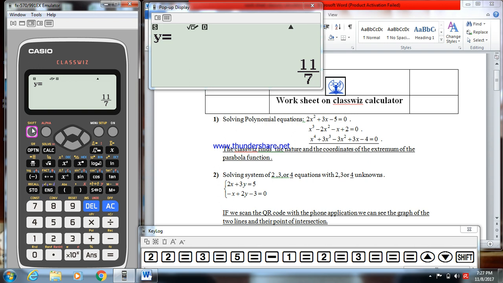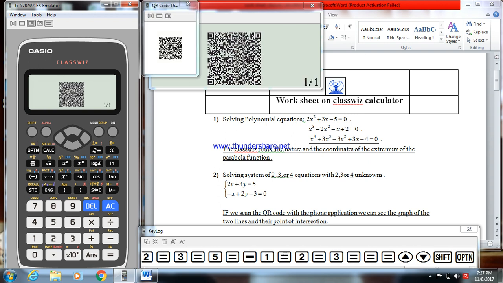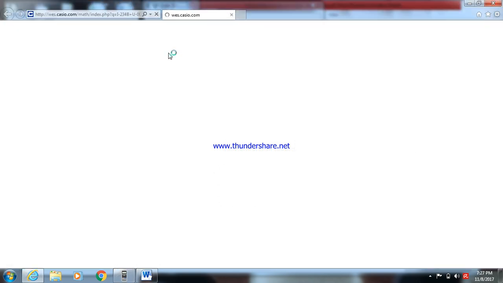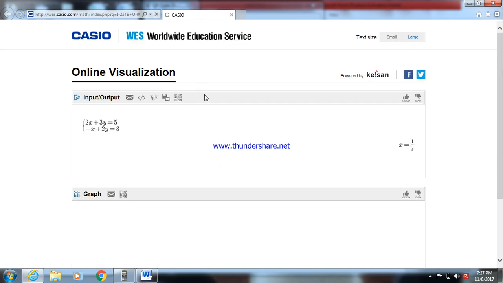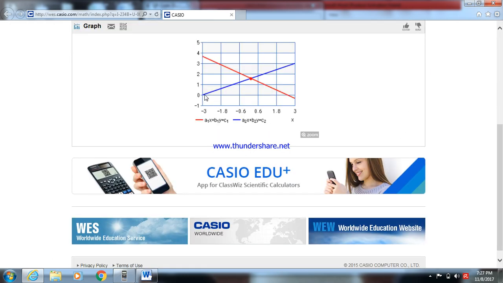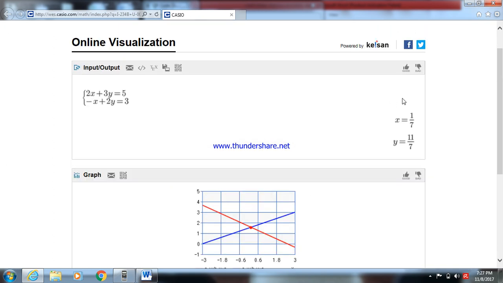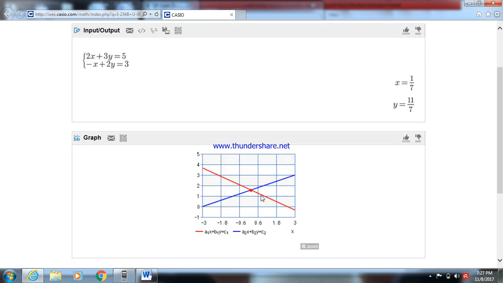If I scan the QR code, we can see on the website the point of intersection of the two lines. This point has coordinates 1 over 7 and 11 over 7.